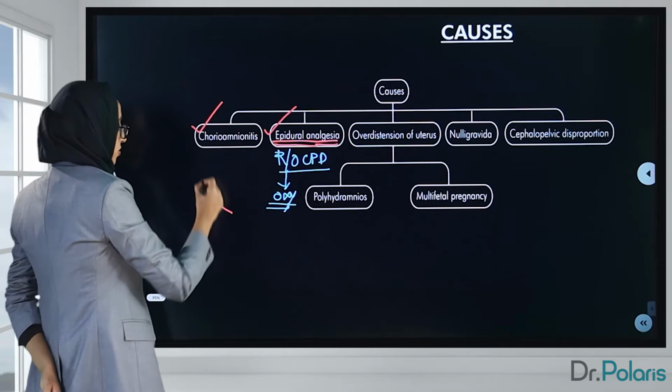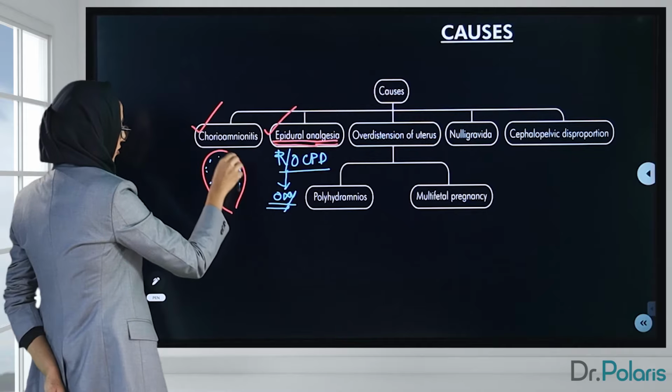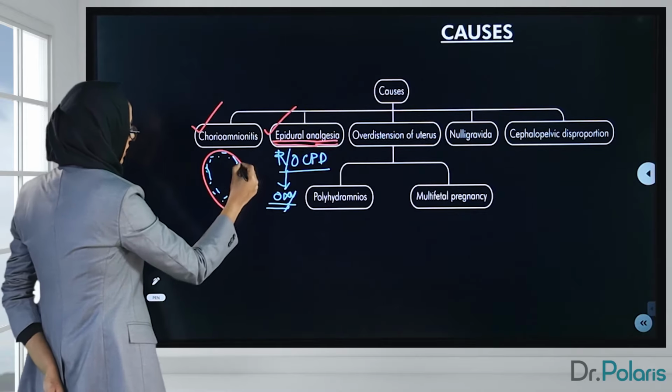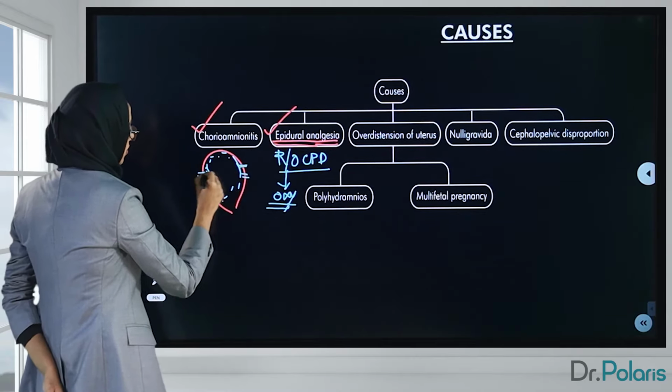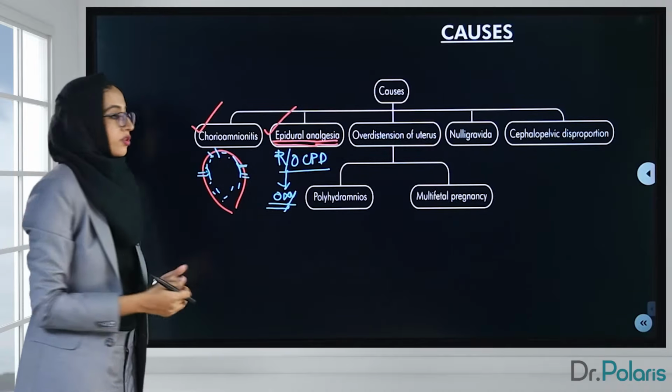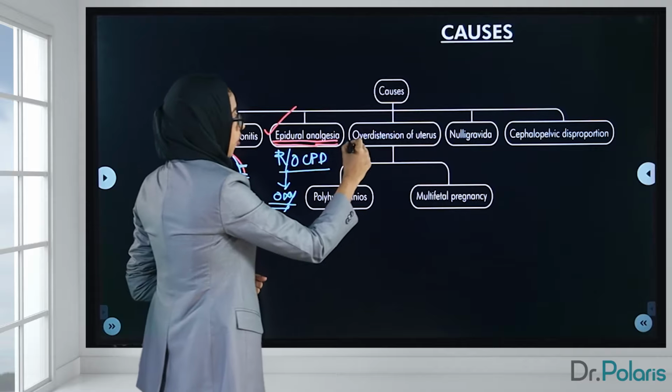Chorioamnionitis. What happens in chorioamnionitis is there is going to be infection within the uterine cavity. This endomyometritis is going to cause dysfunction in the myometrium. So obviously an inflamed myometrium will not act as a normal uterus would. So that is why chorioamnionitis is going to cause uterine dysfunction.